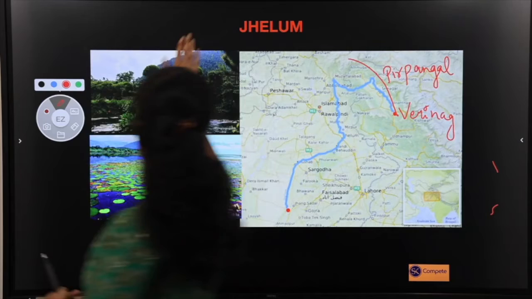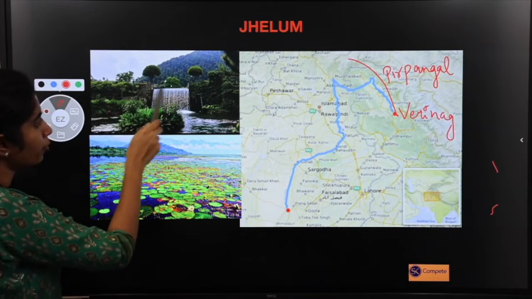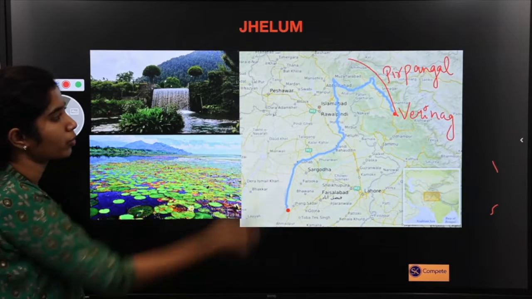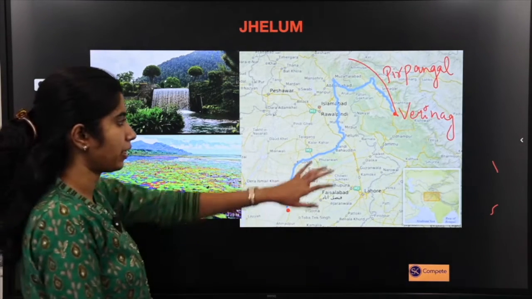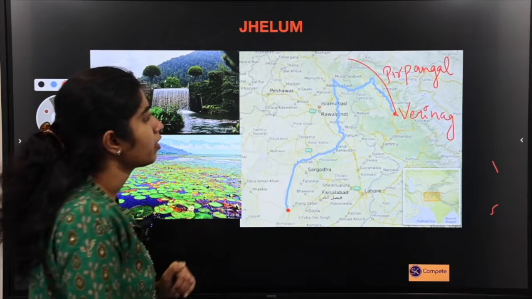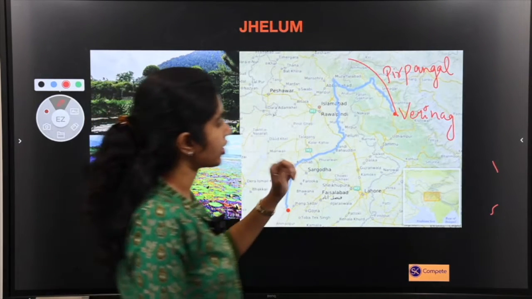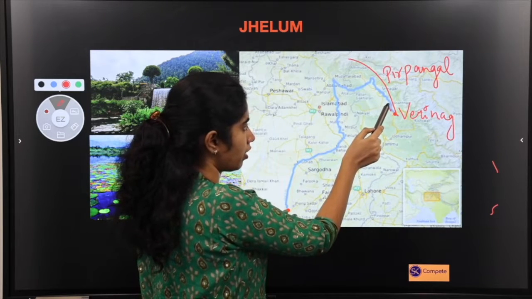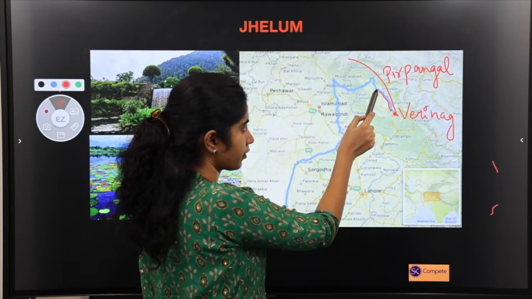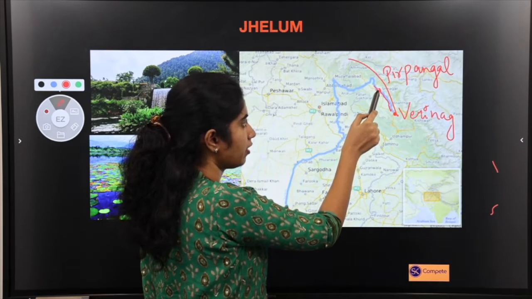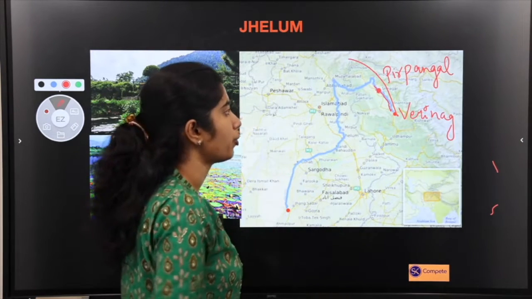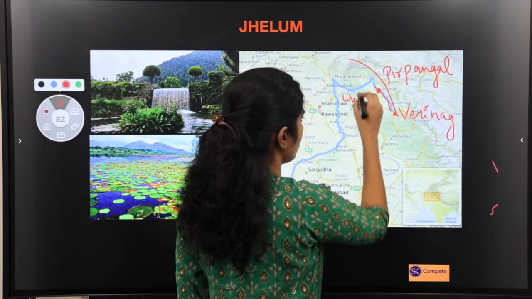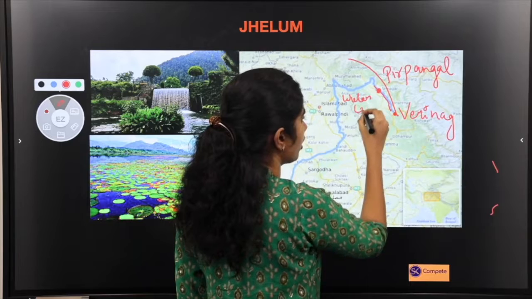This is the Verinag spring, at the foothills of the Pir Panjal range. It flows through the Mughal gardens. Jahangir built the Mughal gardens around the river Jhelum, from the spring where it originates. And what are the important places? What direction does it flow? The same. This one also flows northwest through Jammu and Kashmir, and the city of Srinagar lies on the river Jhelum. And one more thing, Wular Lake, also lies on this river.